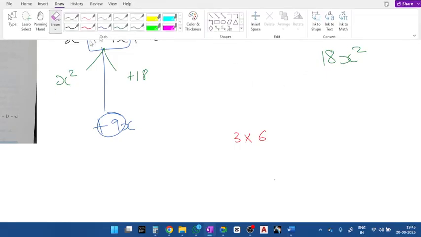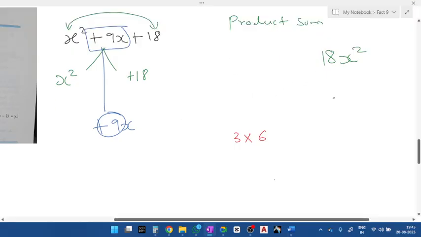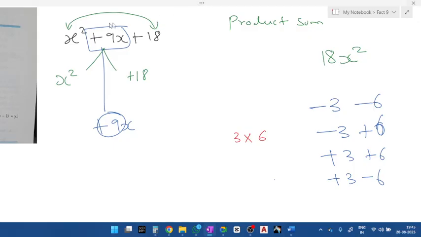Now, we need 9. Take 3 into 6. Write all the combinations. Do we need positive 9 or negative 9? What is given here? Positive 9. So look here, put all the possible signs like this. Both are plus, both are minus, one minus, one plus, one plus, one minus. Tell me, out of these four combinations, which one will give plus 9 when you add and subtract?